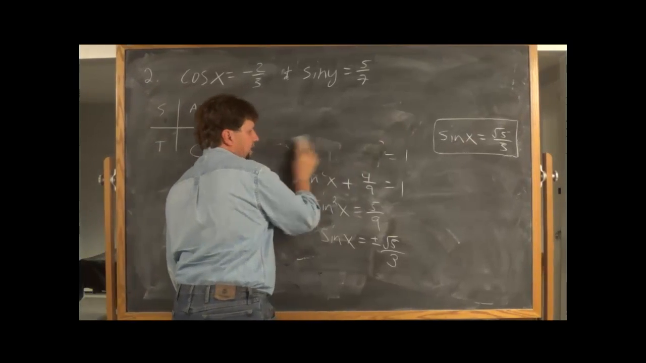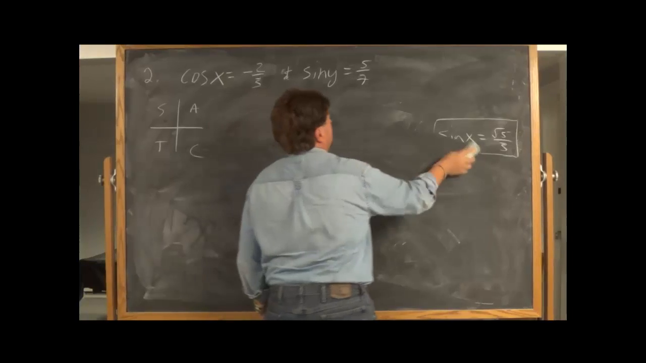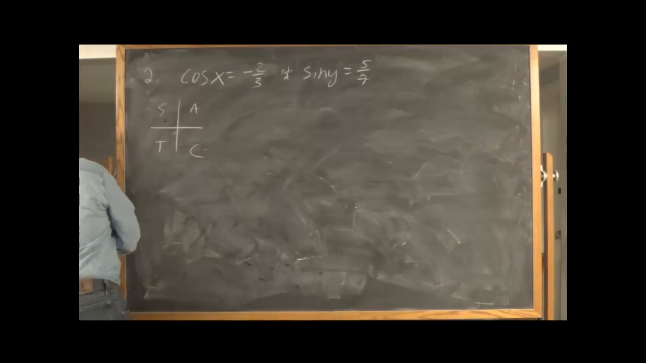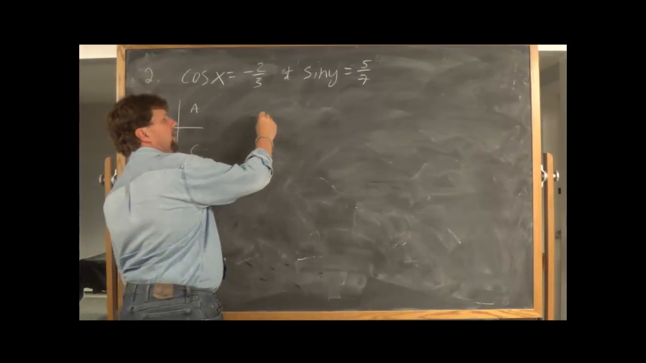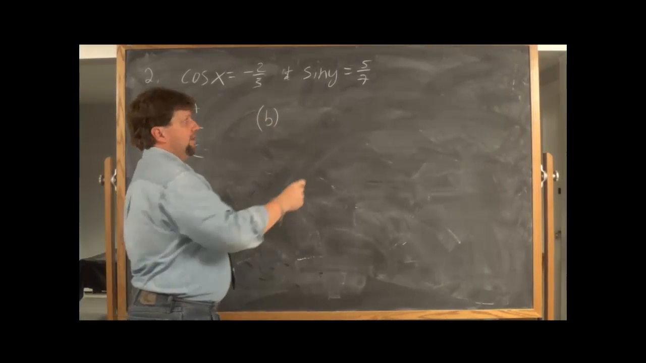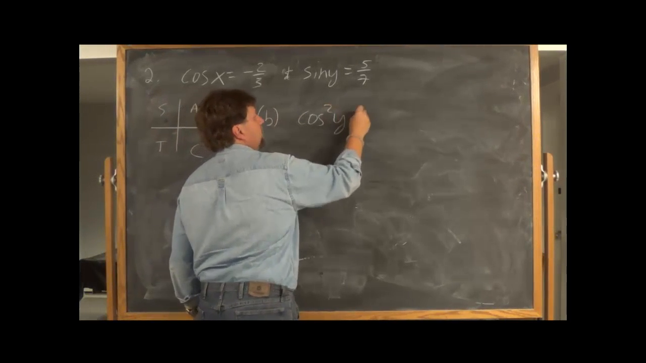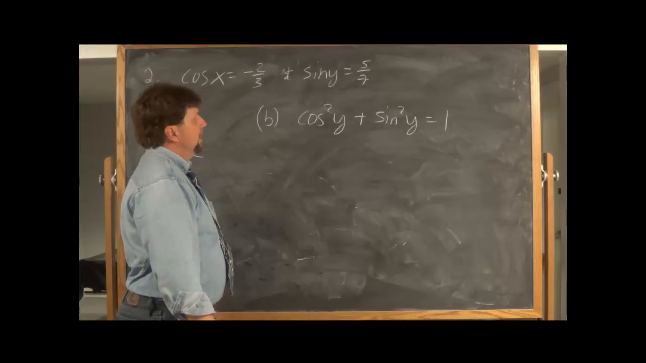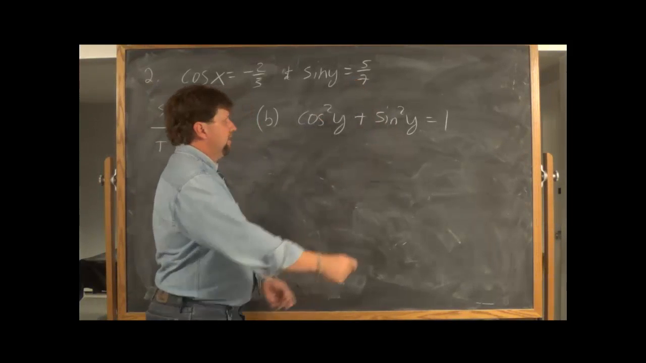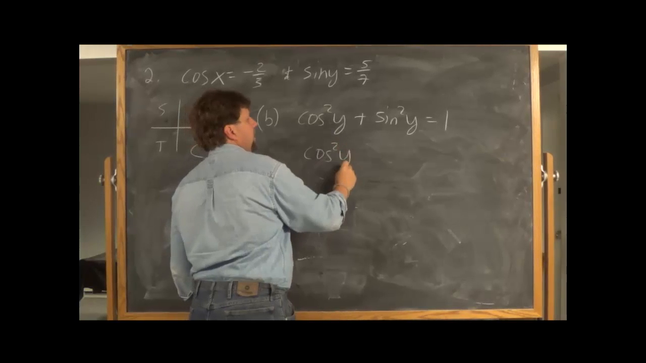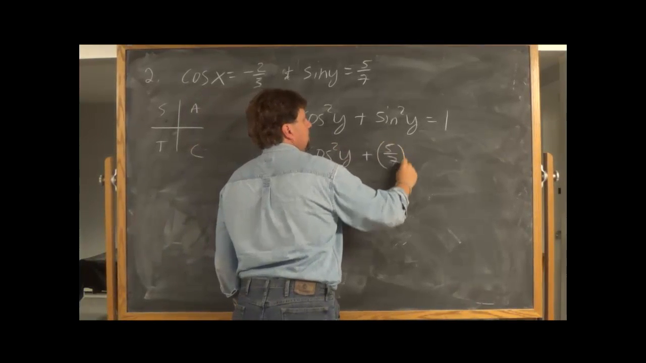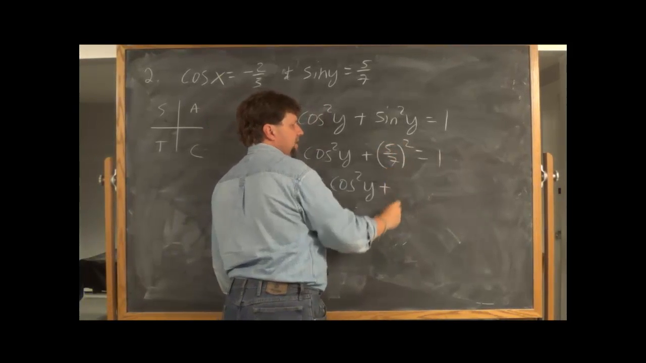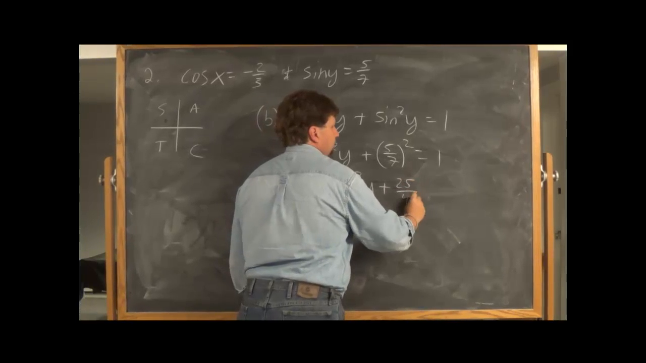For part B, when I'm trying to find the cosine of y, I'm going to do it the same way as I did part A. I'm going to use the Pythagorean identity, cosine squared y plus sine squared y equals 1. So I can substitute 5/7 in for the sine of y. I get cosine squared y plus 5/7 squared equals 1. Cosine squared y plus, well, 5/7 squared is 25 over 49.